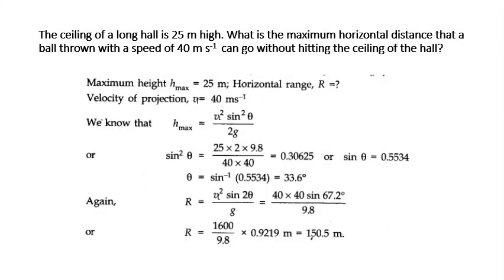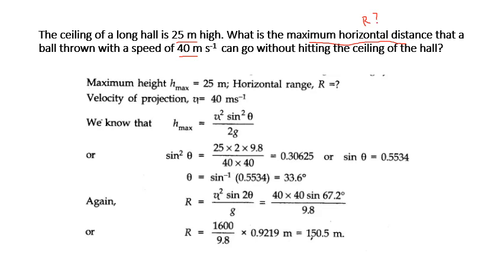Next question. The ceiling of a long hall is 25 meters high. What is the maximum horizontal distance that a ball thrown with the speed of 40 meters per second can go without hitting the ceiling of the hall? So what is given, students? Maximum height of the hall is given, 25 meters, and the speed of the ball is given, 40 meters per second. So what is your question? Maximum horizontal distance. So R is your question.